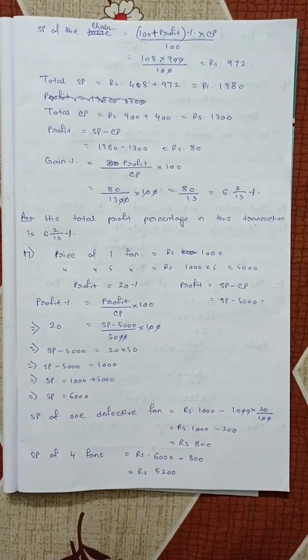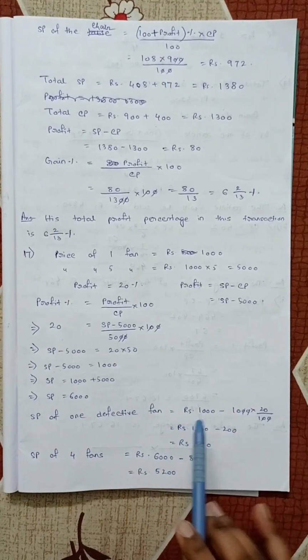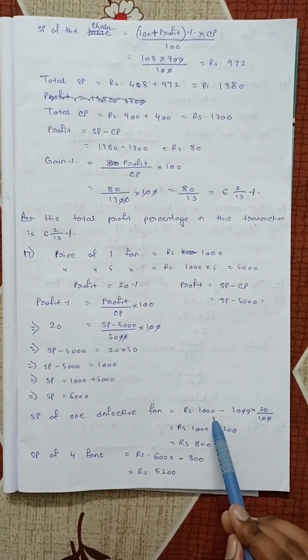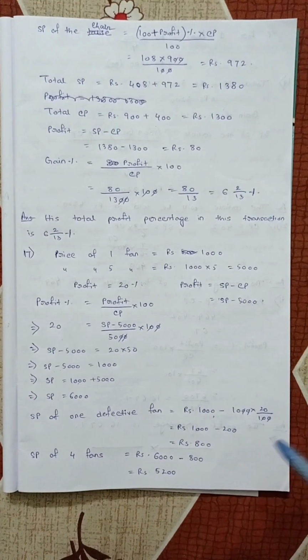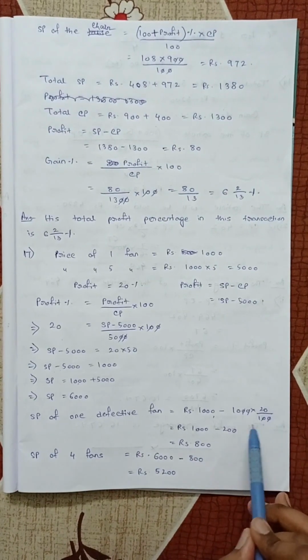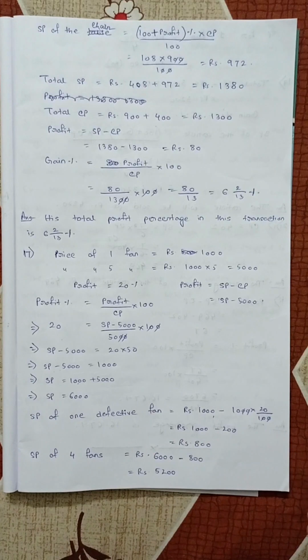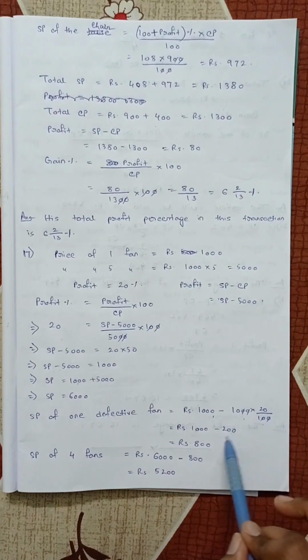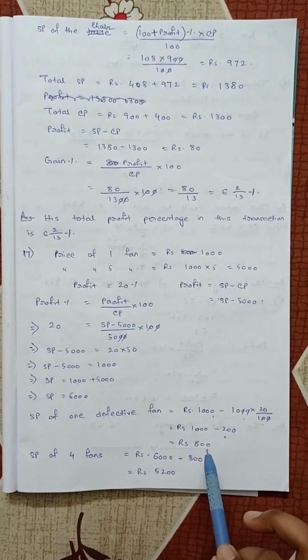But now we have to find the SP of one defective fan. We know the price of one defective fan is 1000, and he made a loss of 20%. On 1000 he made a loss, because the price of one fan is 1000. So 1000 multiplied by 20 by 100, that means 200. So 1000 minus 200 is equal to 800.